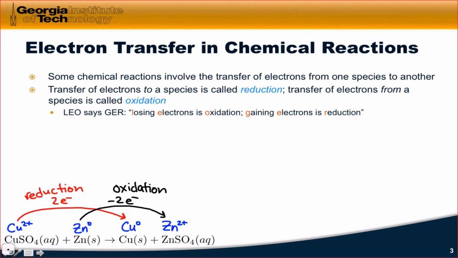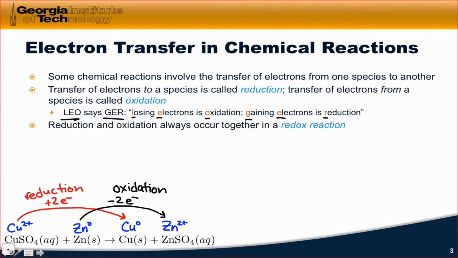And a good way to remember this is the classic mnemonic LEO says GER. Losing electrons is oxidation. Gaining electrons is reduction. Notice that copper 2+ is gaining 2 electrons in this reaction, while the zinc metal is losing 2 electrons. Reduction and oxidation always occur together. This is because free electrons can't just exist out there independently of atoms.